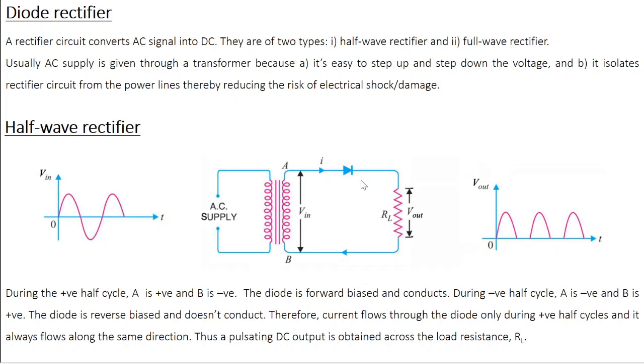So basically the circuit is going to give you an output only during the positive half cycle, and you can see the current flows through the diode only during the positive half cycle, and it always flows along the same direction. Thus, a pulsating DC output is obtained across the load resistance RL. But as you can see, this is not a clean DC, this is a pulsating DC. You can make it a clean DC by using a filter circuit. We will discuss about filter circuit later in this module.